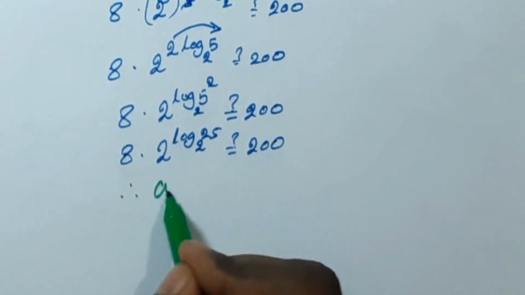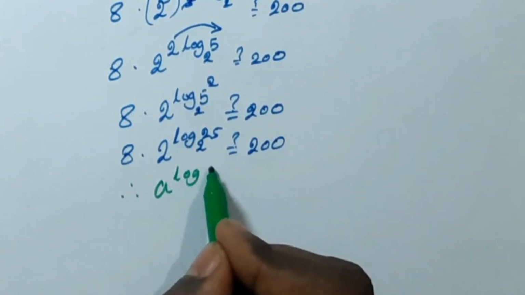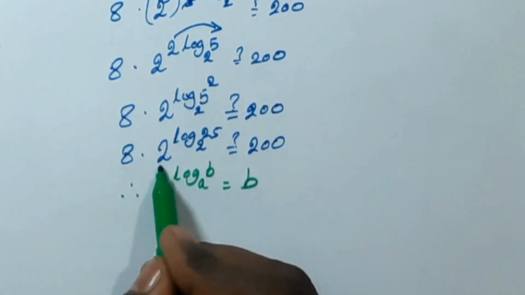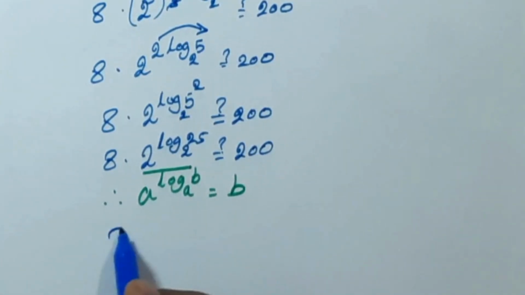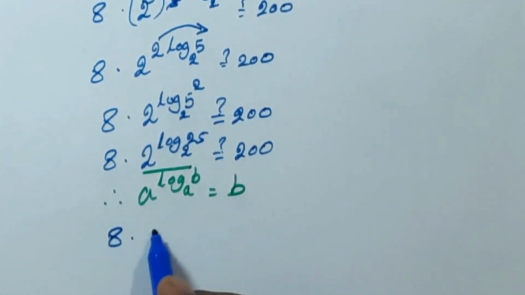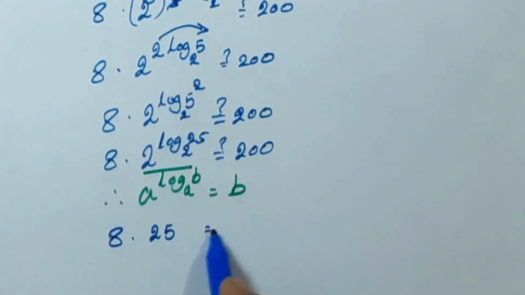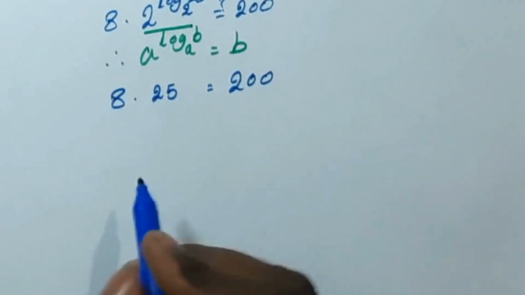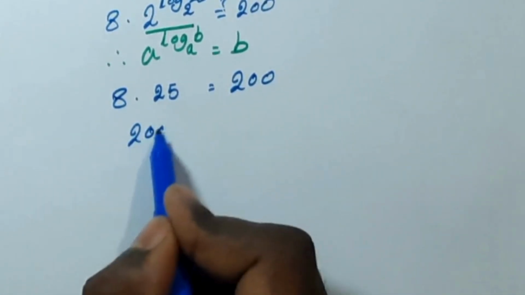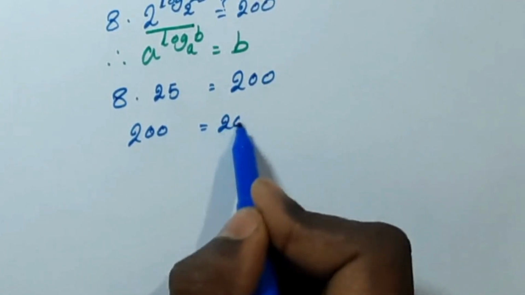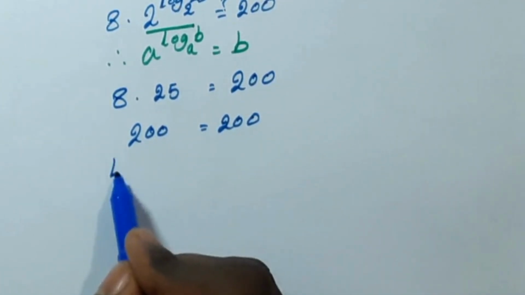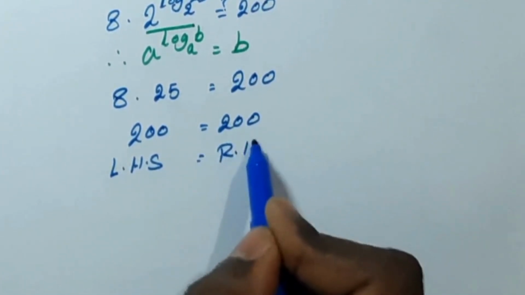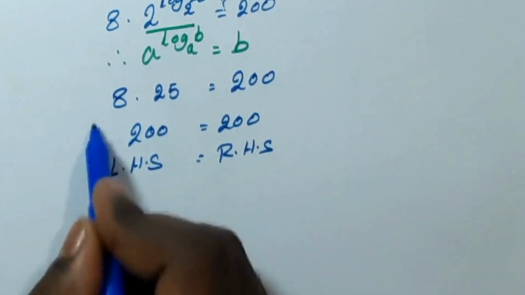Therefore, a^(log b base a) = b. This formula we are going to implement here. 8 times 25 = 200. Now 200 = 200. So LHS equals RHS. That's verified.